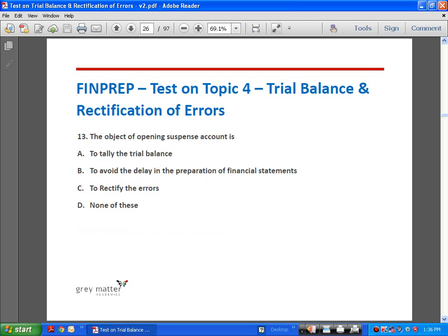Question number 13. The object of opening suspense account is to tally the trial balance, to avoid the delay in the preparation of financial statements, to rectify the errors, none of these. See, the object of opening a suspense account is to avoid delay in preparation of financial statements. So answer is B.